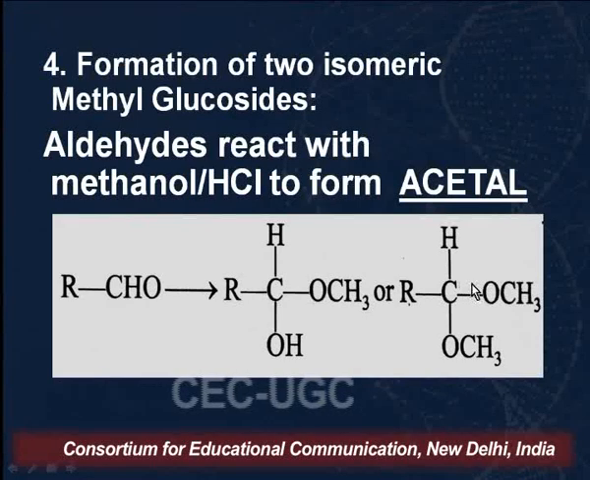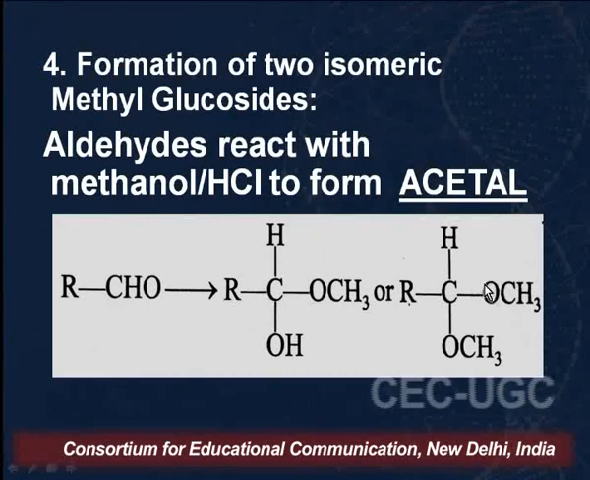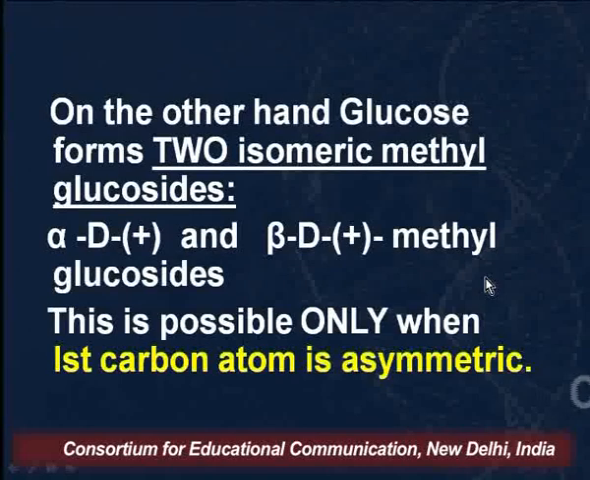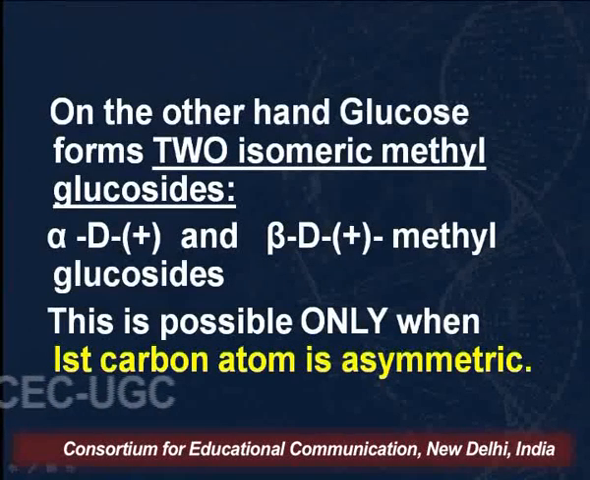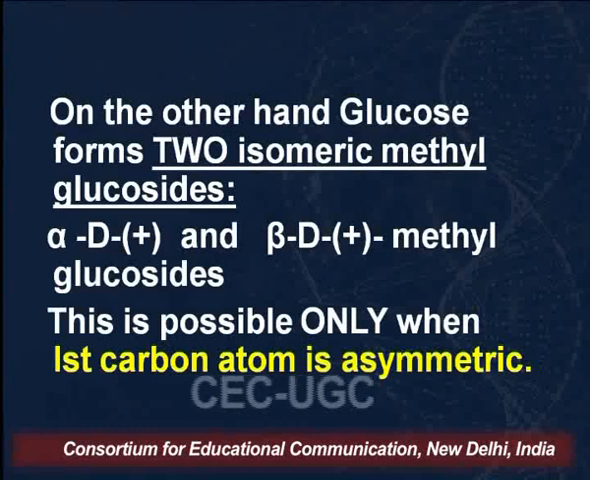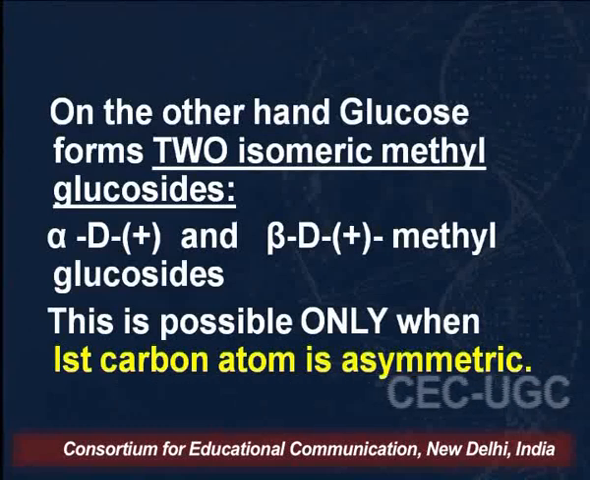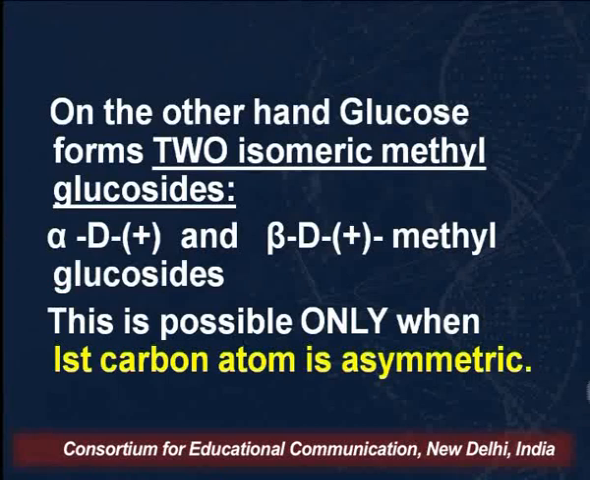But this was not the case with glucose. When glucose was treated with methanol in presence of HCl, what was found? Two isomeric methyl glucosides were formed, which were alpha-D and beta-D methyl glucosides. The open chain structure cannot explain this, because in case it was an open chain structure, the reaction with methanol in presence of dry HCl would have resulted in formation of an acetal.